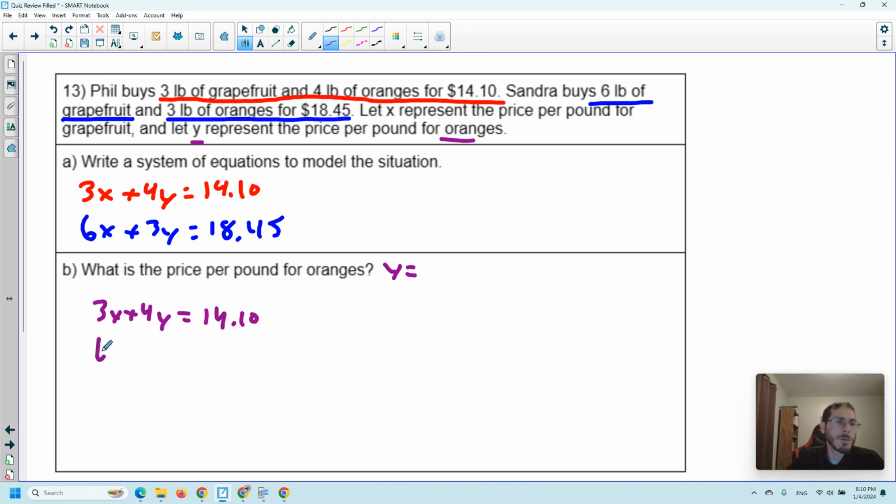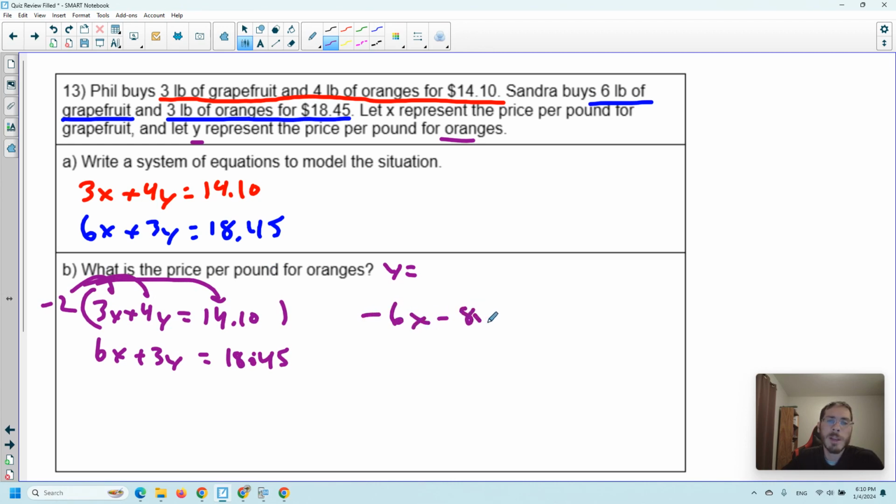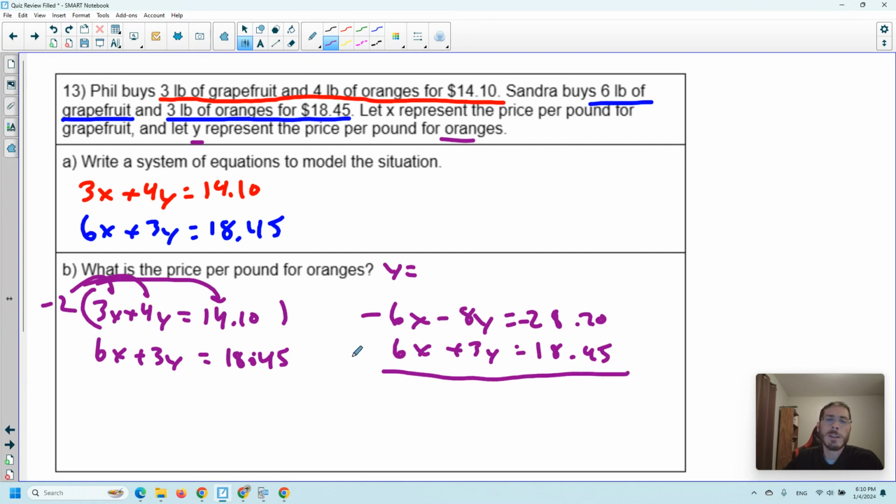I'm just going to rewrite it down here real quick. Because this top one, if we notice, we can multiply this one by -2. If we distribute that -2, we get -6x minus 8y equals -$28.20. The bottom is 6x plus 3y equals 18.45. And now when we add these up, we can see those are just going to cancel out very nicely.